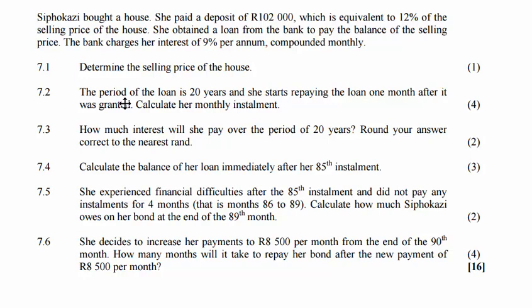Okay, so here's the first challenge I want you to do: calculate the selling price of the house. You know what a deposit is, and you know the deposit was 12% of the selling price. So calculate the selling price of the house. Test yourself. After you found the selling price, multiply it with 12% and your answer must be 102,000.